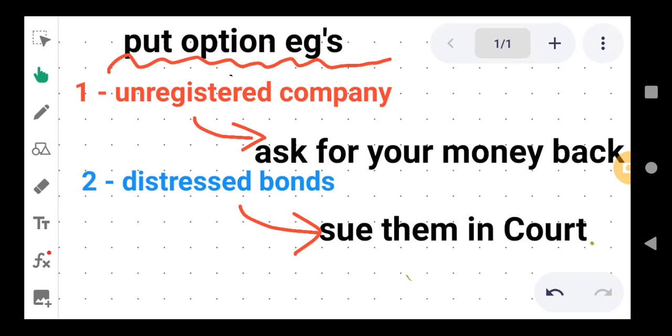I mean, there are investments with these kinds of attached put options. Maybe in the next video I'll find some more examples where you can actively seek out investments with an attached put option.